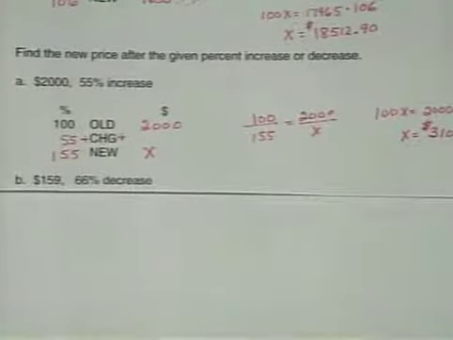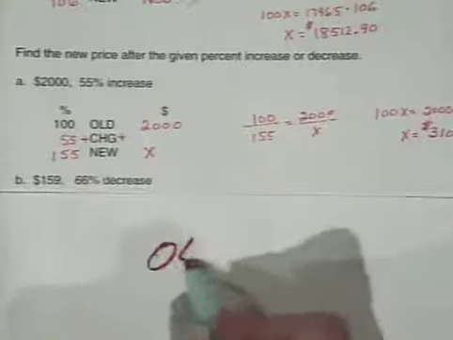I had something that was valued at $159, and I've had a 66% decrease in the value of that item. Let's set it up and see how it works. I'll let you work quietly while I set it up on the screen here, and you can be watching what we do. Set it up with old, change, new. Write the model down originally.